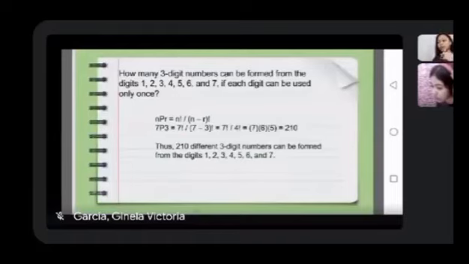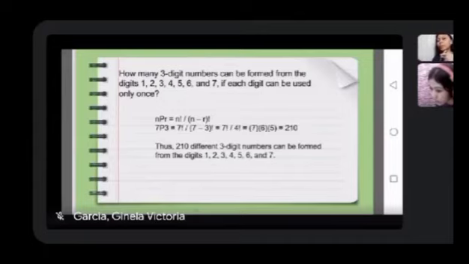Let's take a look at this question. How many 3-digit numbers can be formed from the digits 1, 2, 3, 4, 5, 6, and 7 if each digit can be used only once? So the solution to this problem involves counting the number of permutations of 7 distinct objects taken 3 at a time.